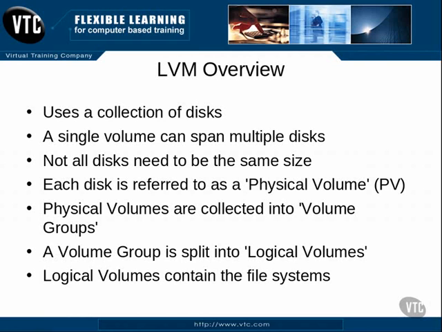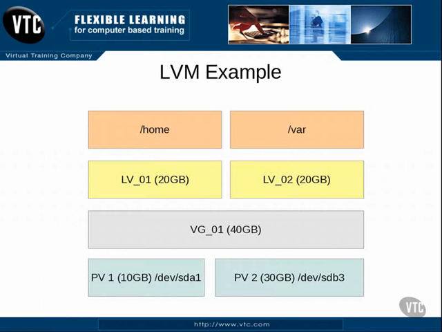LVM allows for online resizing, which reduces system downtime. Physical volumes and logical volumes are broken up into chunks of data called extents. Logical volumes can be grown or shrunk by either increasing or decreasing the extents used, or by increasing or decreasing the amount of disk space used. And you can specify megabytes, gigabytes, or other sizes for how big or how small you wish the logical volume to be.